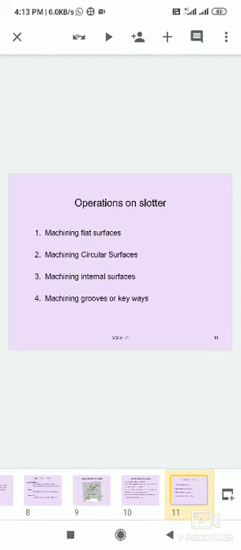In slotter operations, the following operations are performed on a slotter: machining flat and cylindrical surfaces, machining circular surfaces, machining internal surfaces, machining grooves, keyways or slots, machining irregular shapes and cam profiles, and machining blind holes also.